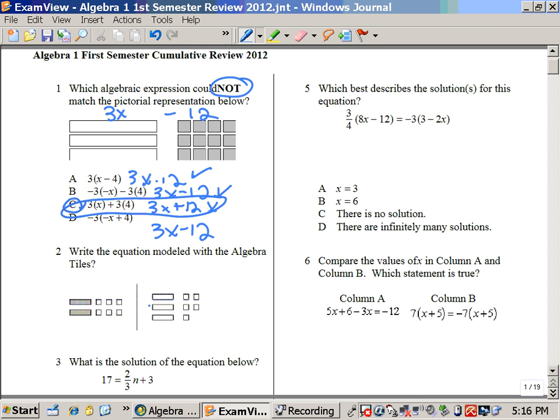Number 2, the equation modeled with algebra tiles is going to be negative 2x plus 6. This line going down the middle is the equal sign, and then 3x plus 5.